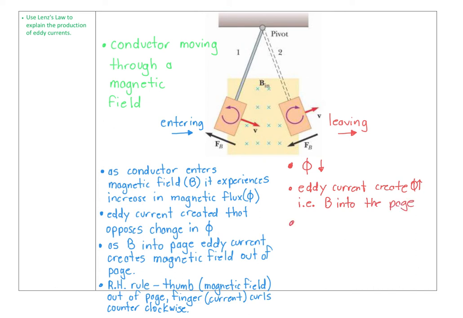and then we can use the right hand rule. So now our thumb is pointing straight down into our screen or into our page. We're using our right hand. If we look at which way our fingers are curling, we can see the eddy current will move clockwise. So that is how we use Lenz's law to explain the production of eddy currents. Let's move on to the final slide.